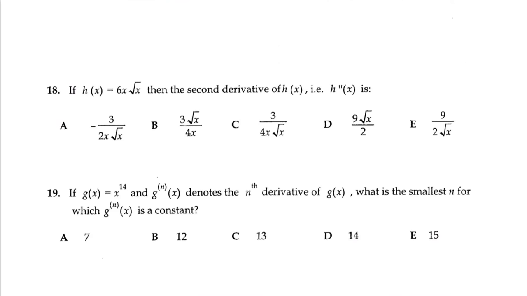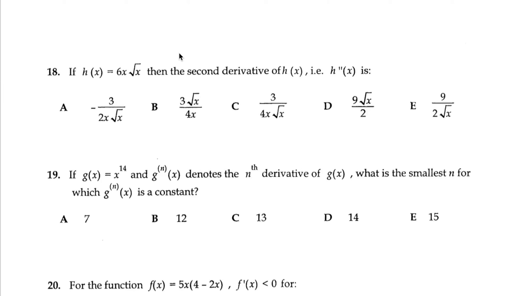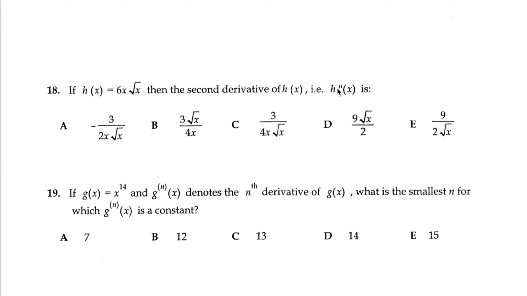So that's this page. Now let's look at question 16. They ask you the second derivative. For x square root of x, again, don't use product rule. Just change this into the power form. We have 6x and x to the power of a half. When you have two indices together, add them up, so 6x to the power of 3 over 2. Then bring the power down and reduce the power by 1, twice.